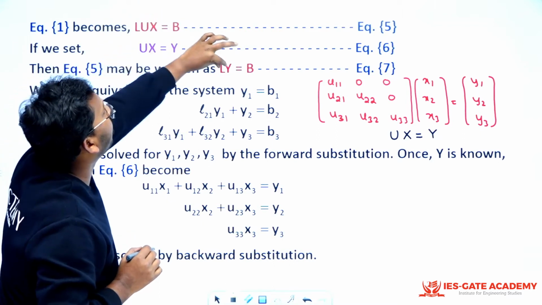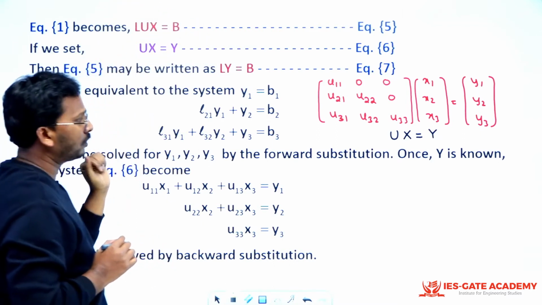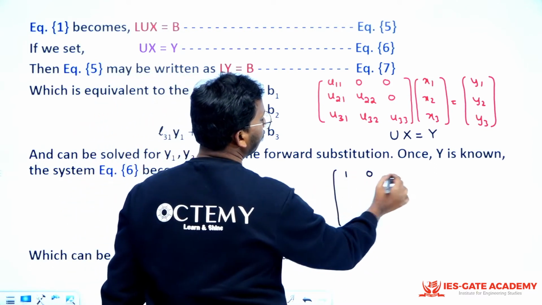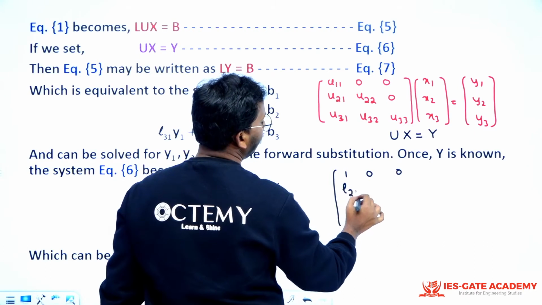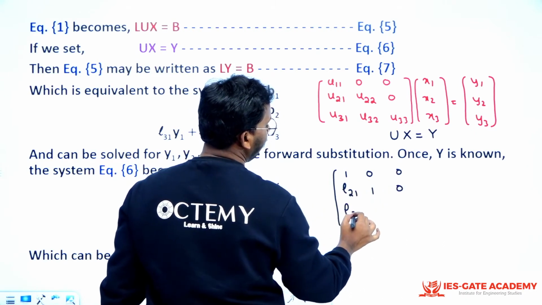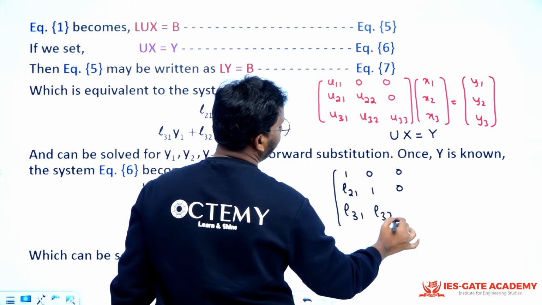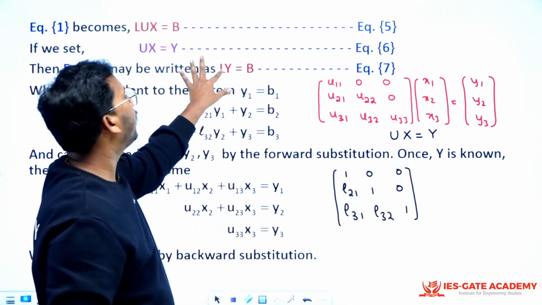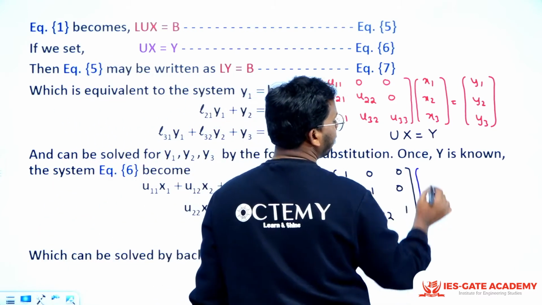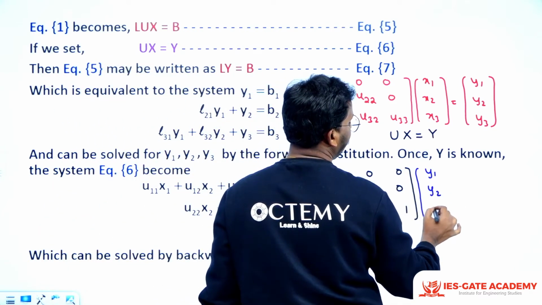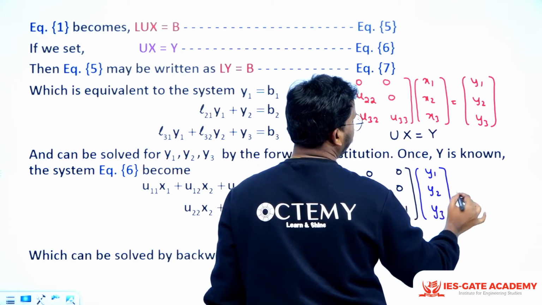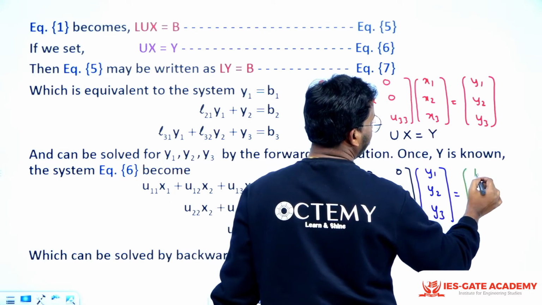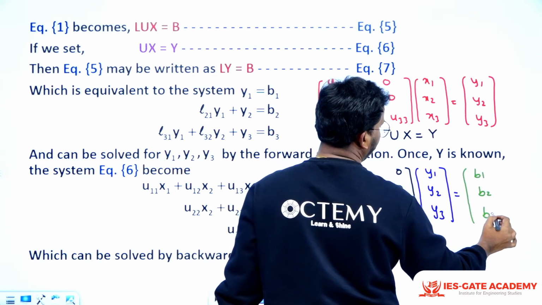In place of Ux I'll write y, so it will become Lx equal to b. So what is Lx equal to b? The L matrix is like this: 1 0 0, L21 1 0, L31 L32 1. This is your L matrix, and after the L matrix you have the Y matrix. What is your Y matrix? That is Y1 Y2 Y3, equal to the B matrix, which is B1 B2 B3.